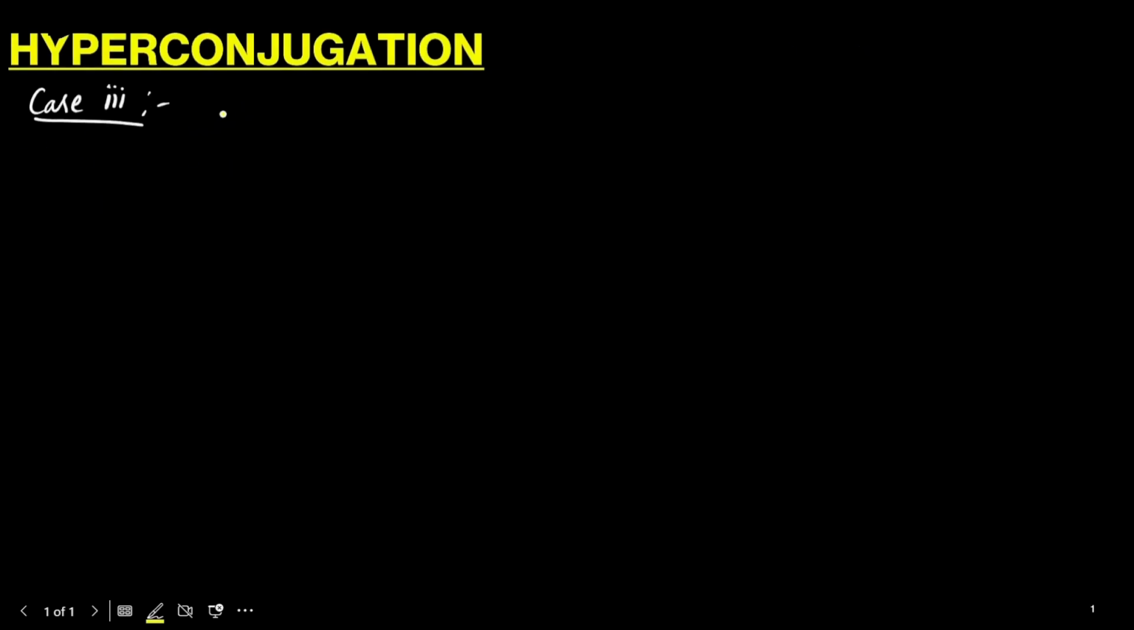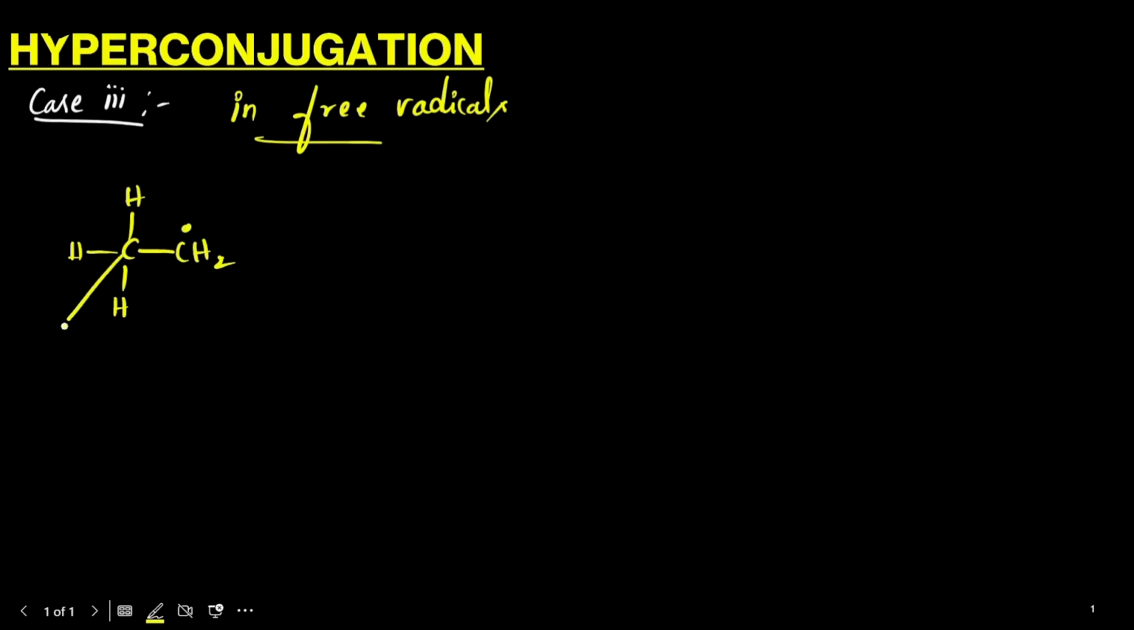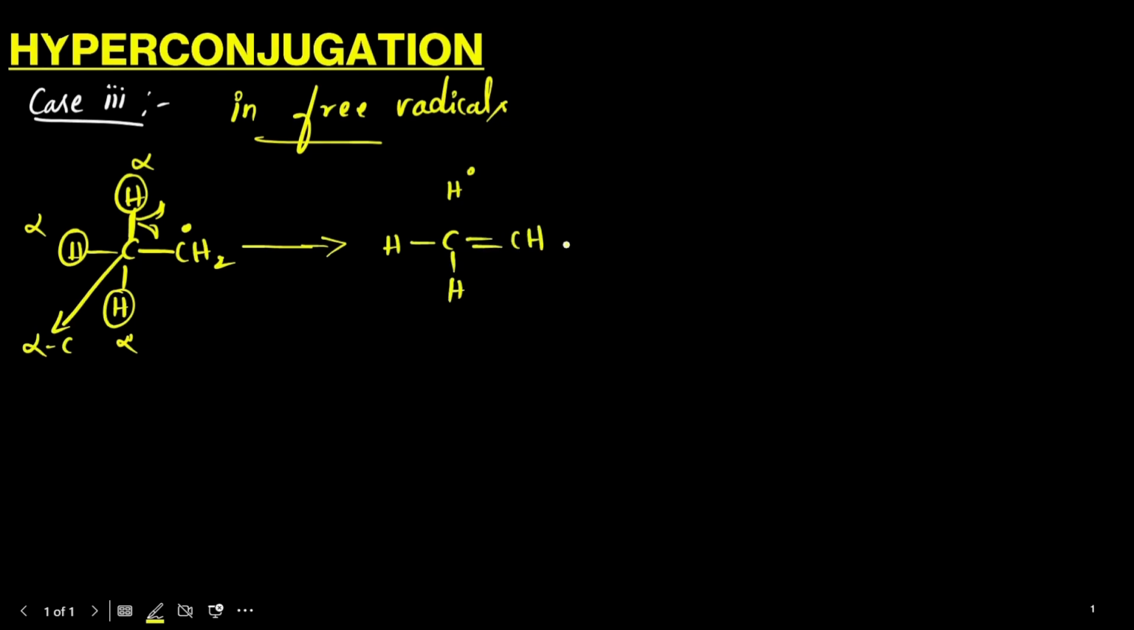Consider case 3 in free radicals. Consider a free radical CH3 C single bond CH2 free radical. Here this carbon atom is called the alpha carbon atom, and the hydrogens which are attached to the alpha carbon atom are called alpha hydrogens. Okay, here this CH bond consists of sigma electrons. If these sigma electrons undergo homolytic fission, one of these electrons combines with the free radical to form a double bond. That is here H, carbon, here hydrogen free radical, here hydrogen, double bond CH2.